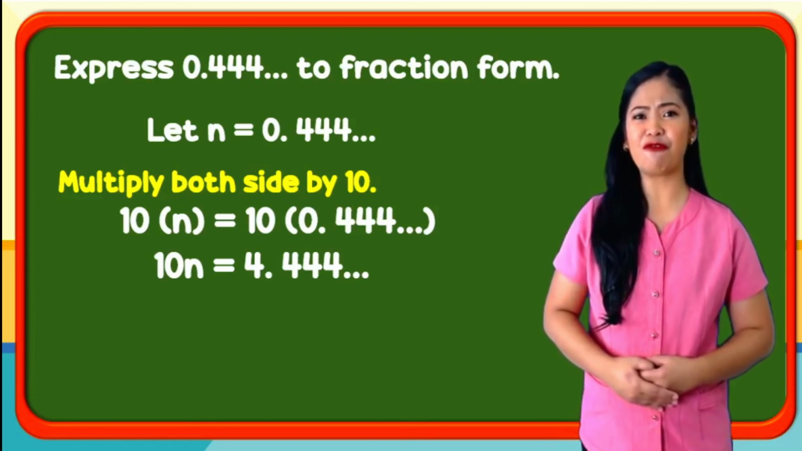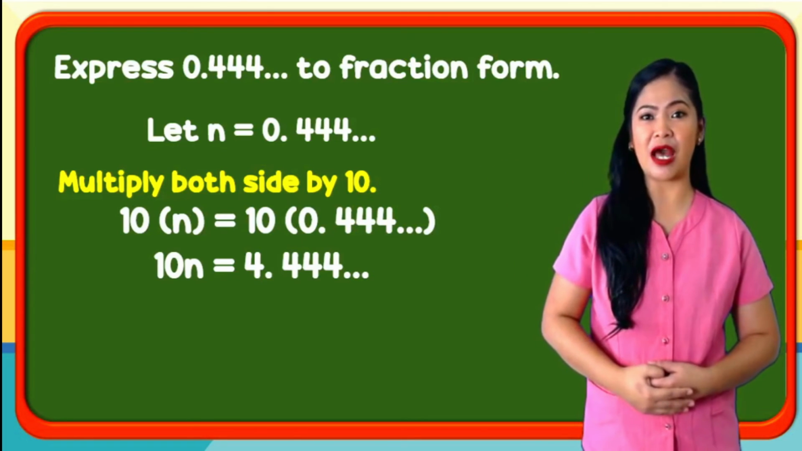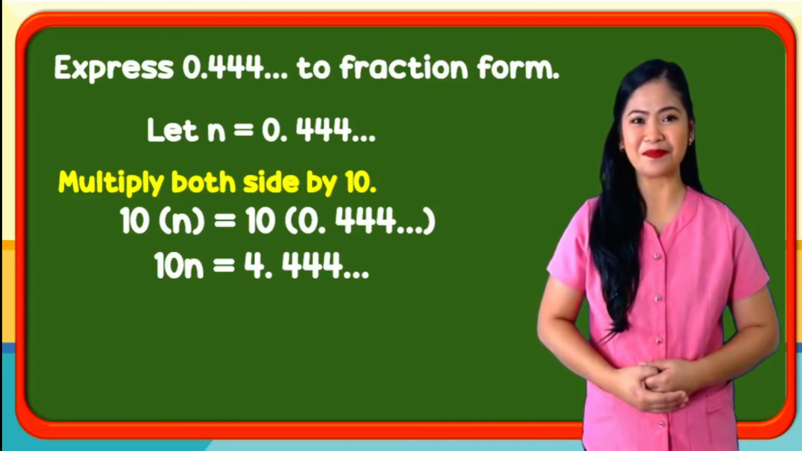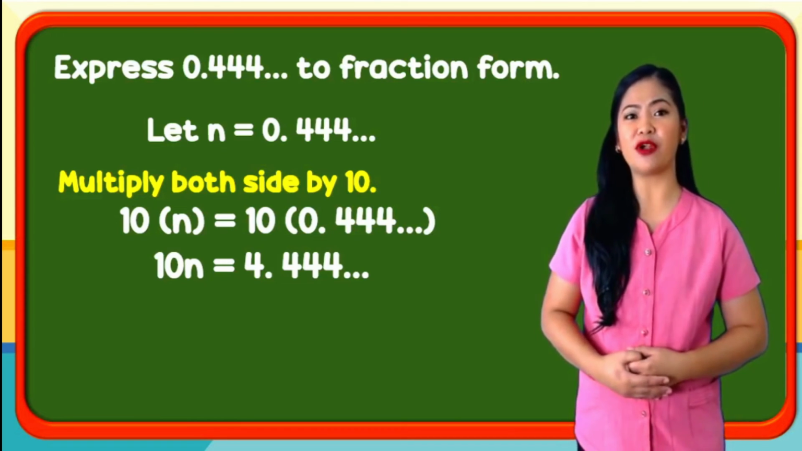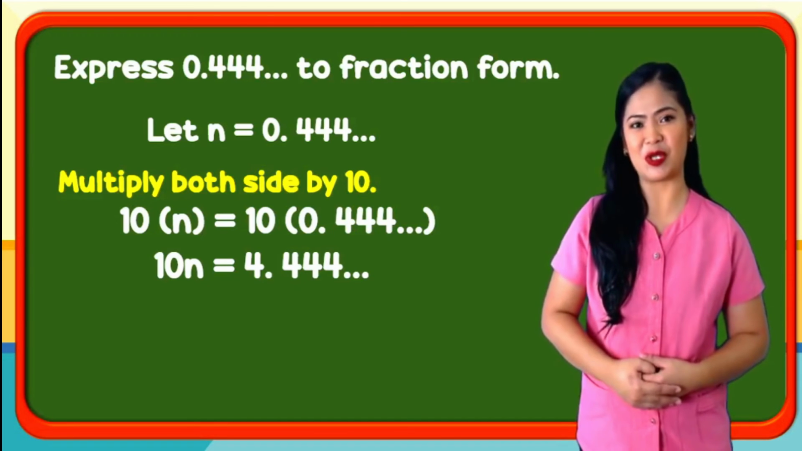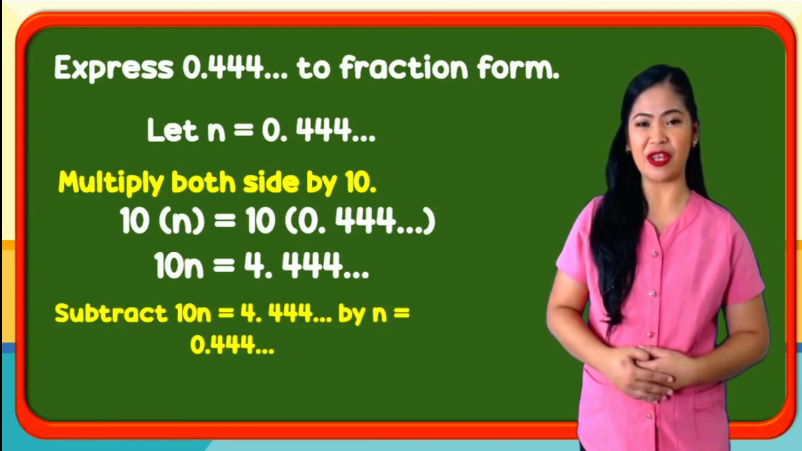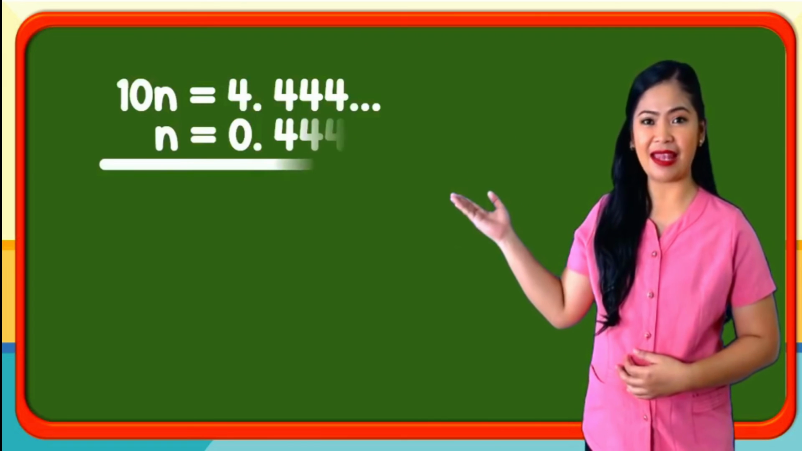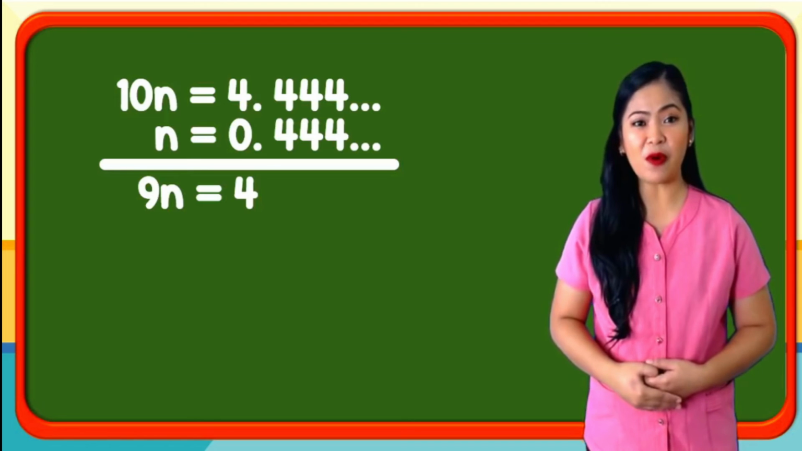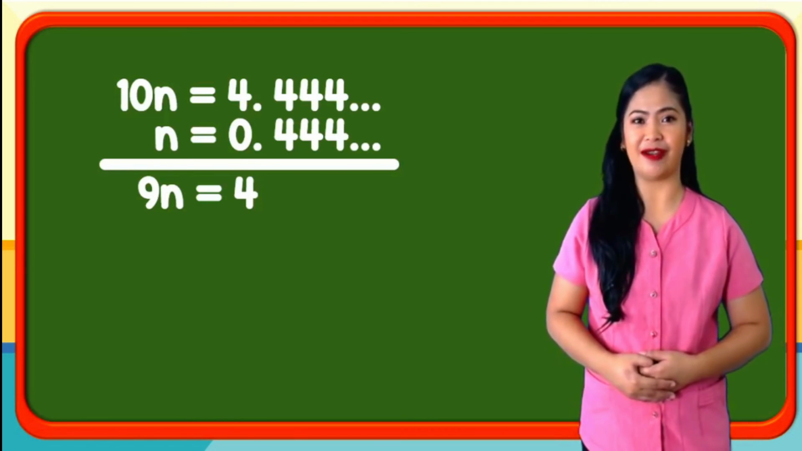But 4.444 repeating is just the same as 4 plus 0.444, right? And 0.444 repeating is actually equal to n. So, if we subtract n from both sides of the equation, we will have 10n minus n is 9n, and 4 plus n minus n is 4.